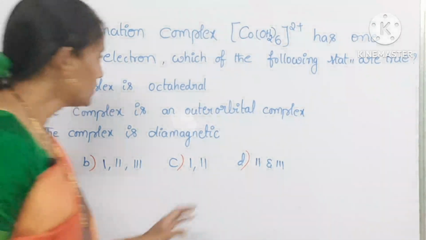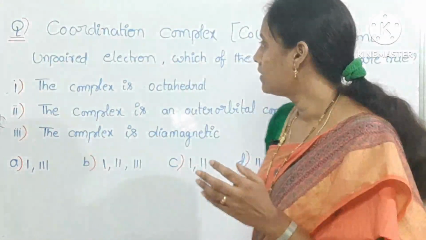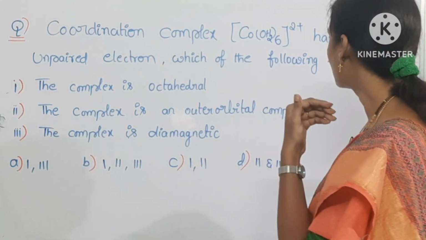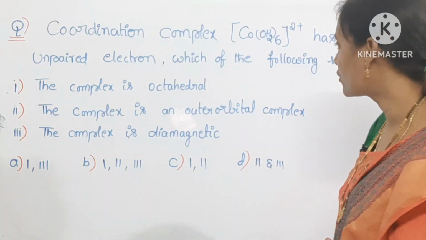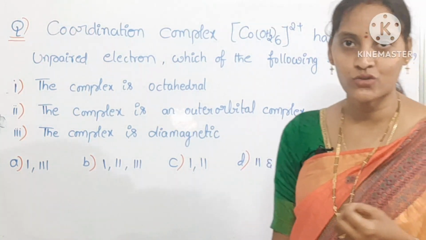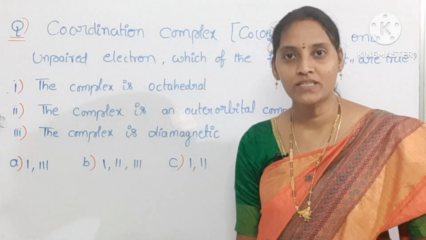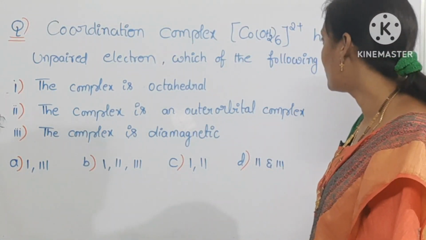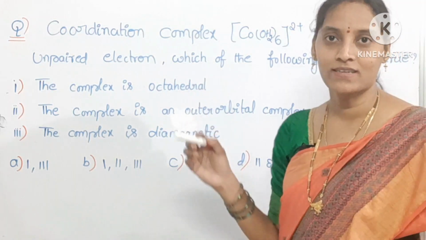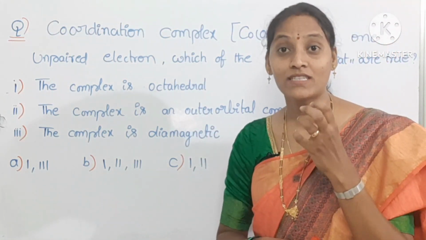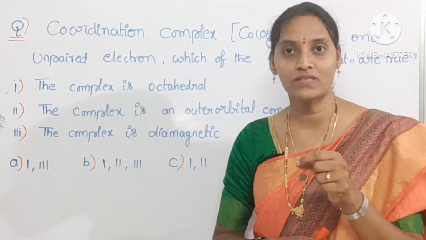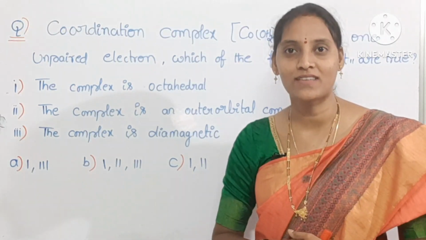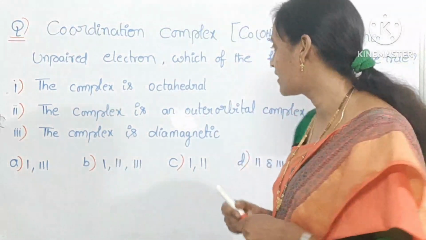In this question, you need to identify which of the following statements are true for a given coordination complex that has one unpaired electron. Generally, it has 6 ligands, and along with the 6 ligands one unpaired electron is there, so it is an octahedral complex.